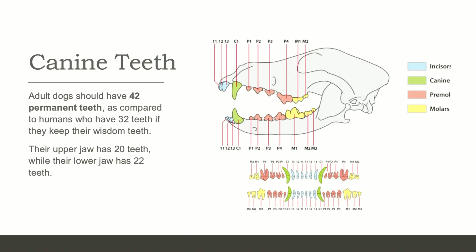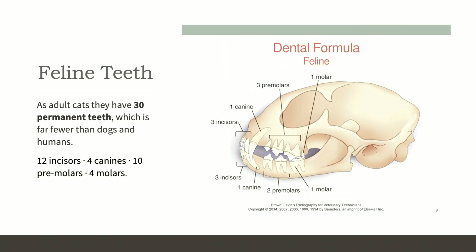Adult dogs should have 42 permanent teeth as compared to humans who have 32 teeth if they were to keep their wisdom teeth. The upper jaw has 20 teeth while the lower jaw has 22 teeth. And these comprise, similar to humans, molars, premolars, canines, and incisors. Cats have fewer teeth. They have 30 permanent teeth, which is, of course, less than dogs and humans. They also have a variety of incisors, canines, premolars, and they have 1 molar on each side and on each arcade.